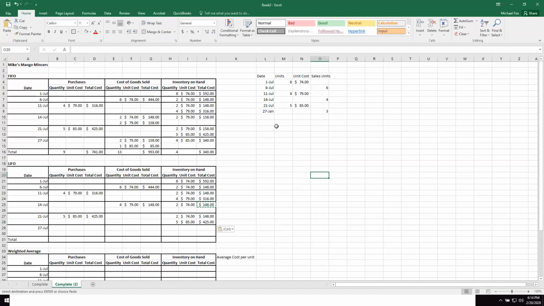And then finally on the 27th, I sell 3 units. And again, which units am I selling? Well, it's the most recently purchased, or the last in. So it's going to be 3 of these $85 units, leaving me with 2 of the $74 units and 2 of the $85 units left in inventory.